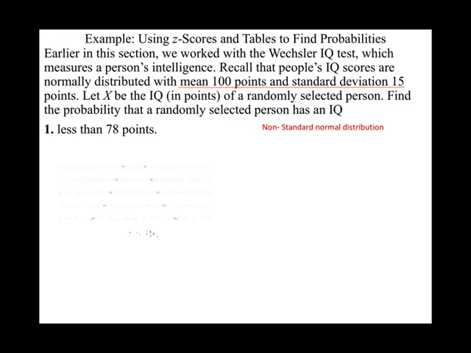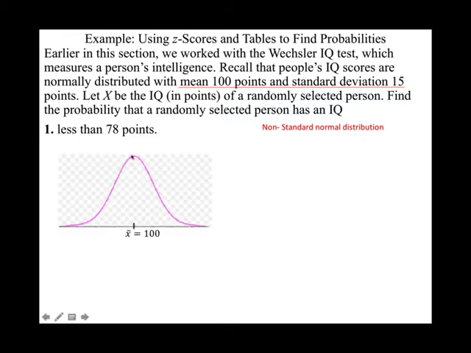So first, sketch the picture. We have the normal distribution with the mean equal to 100 in the middle. And then we want to find the probability, which means we are looking for the area less than 78 points. So 78 will be less than the mean. Okay, we are just approximating. X equal to 78 is about here. And then we draw the line here. And we want to find the area that's less than 78, which means we are looking for the area on the left.